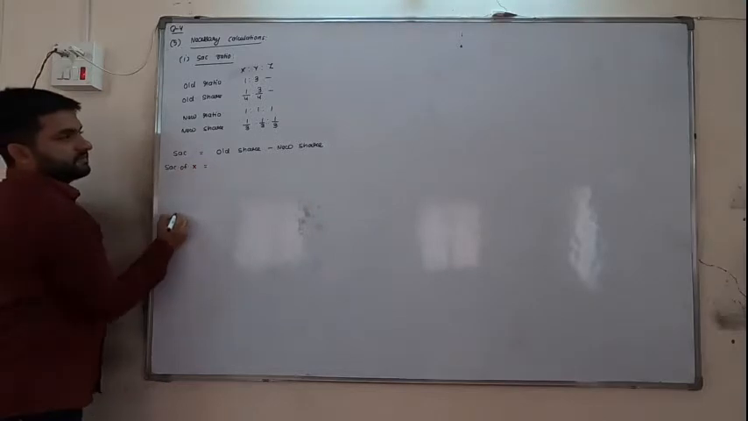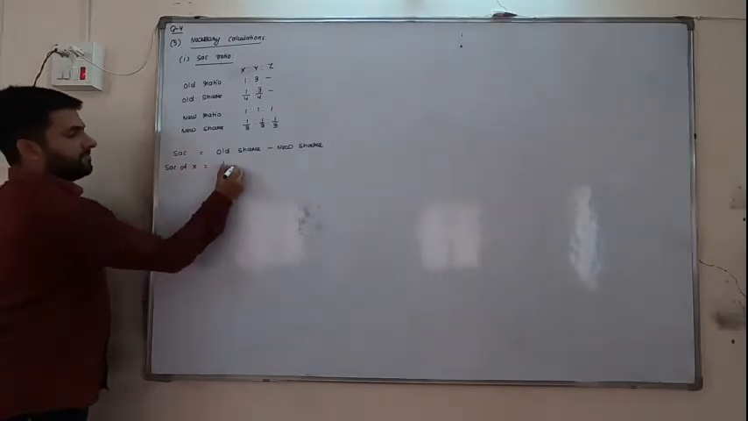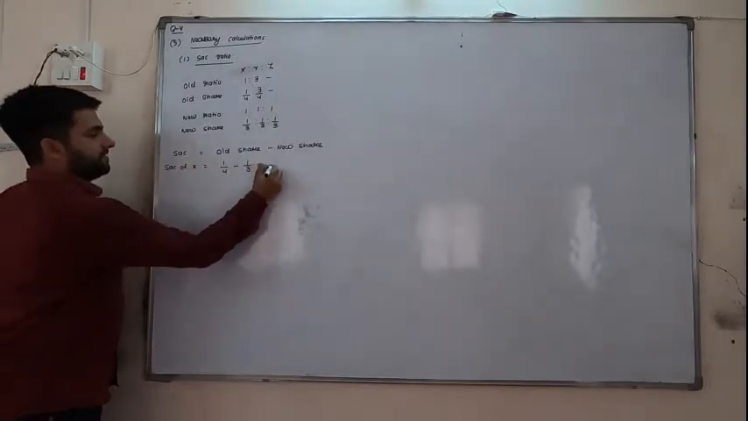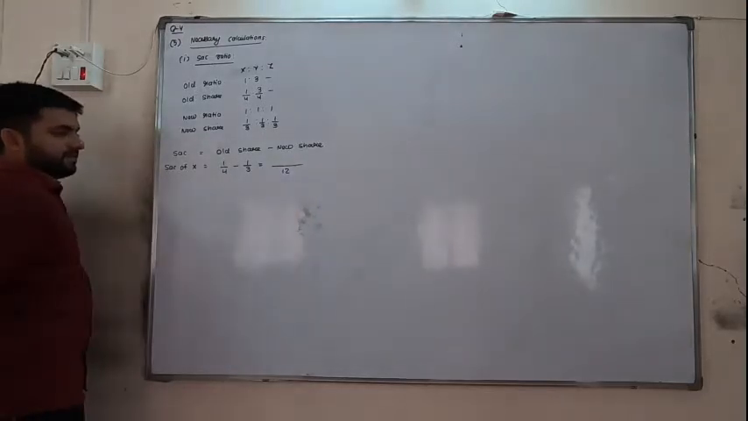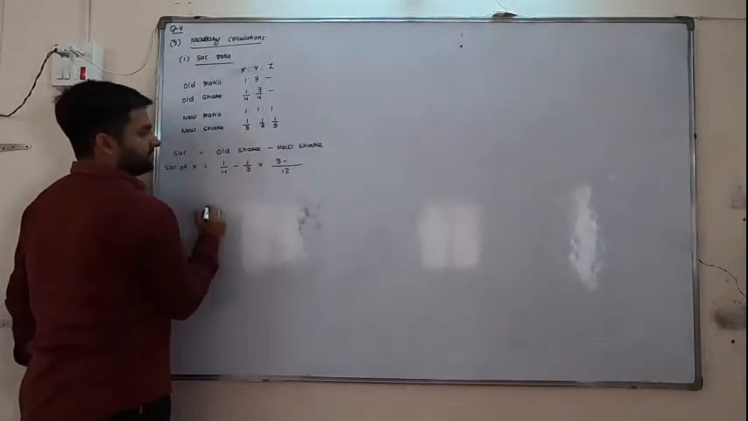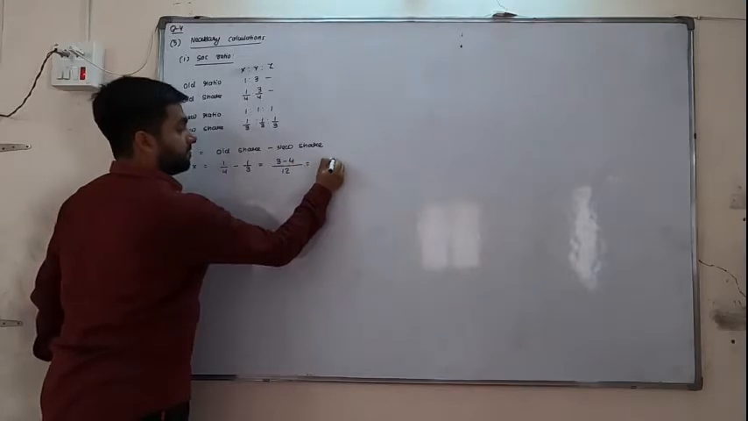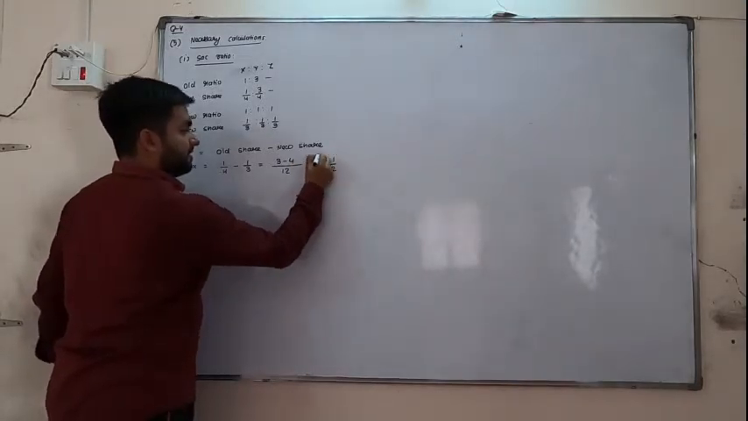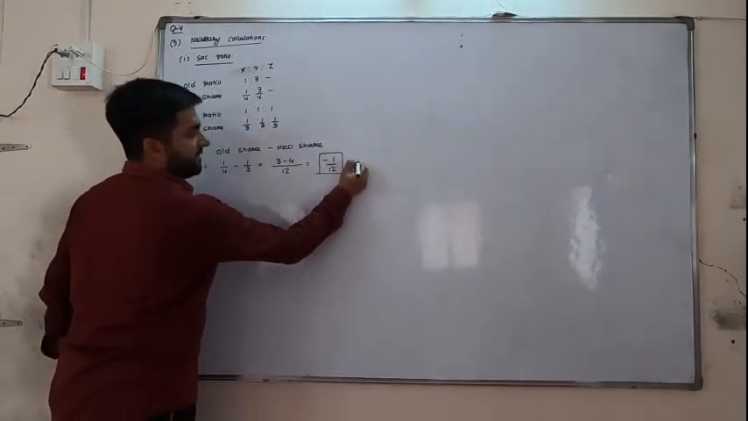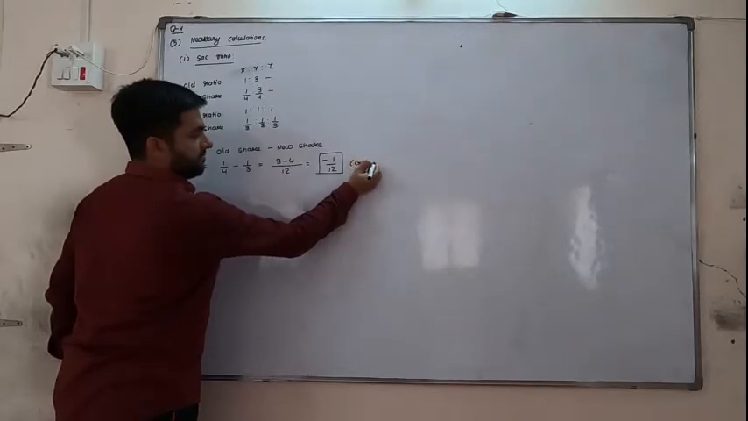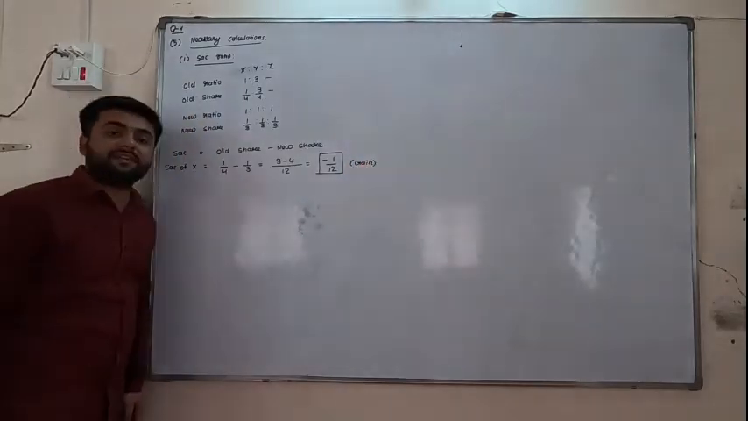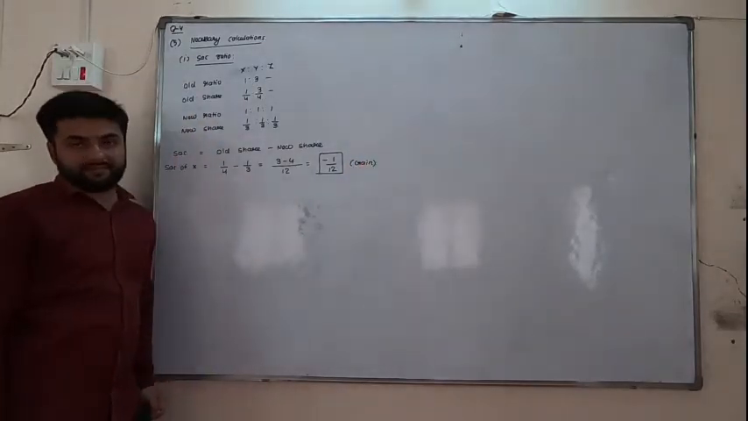Sacrifice of X: old share 1/4, new share 1/3. Fourth is 12. 3 ones are 3, 4 ones are 4, minus 1/12. Now friends, this is in minus, so actually one old partner named X is gaining instead of sacrificing.